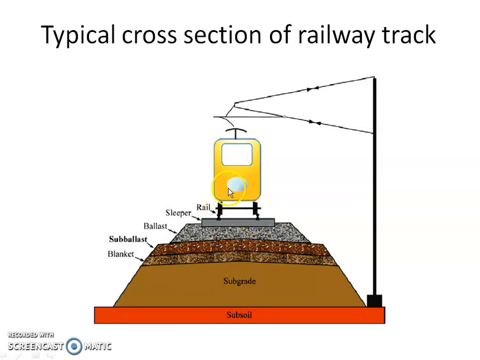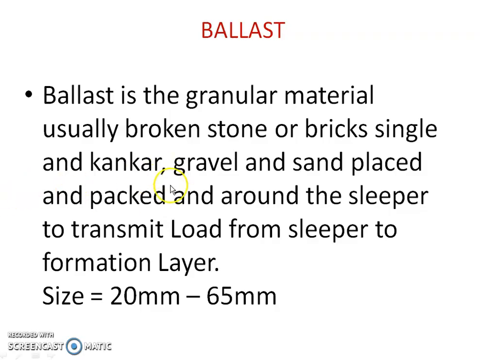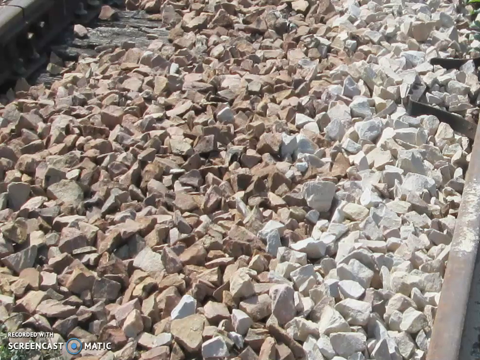So the load transfer mechanism is: the load from the train will be transferred to the rail. From the rail, the load will get transferred to the sleeper, from the sleeper to the ballast, and the ballast will transfer the load to the sub-ballast and the subgrade beneath. The main function of the ballast is to transmit the load from the sleeper to the formation layer.